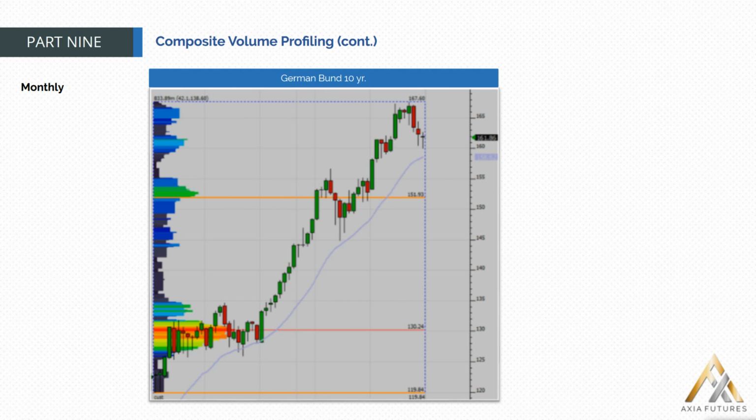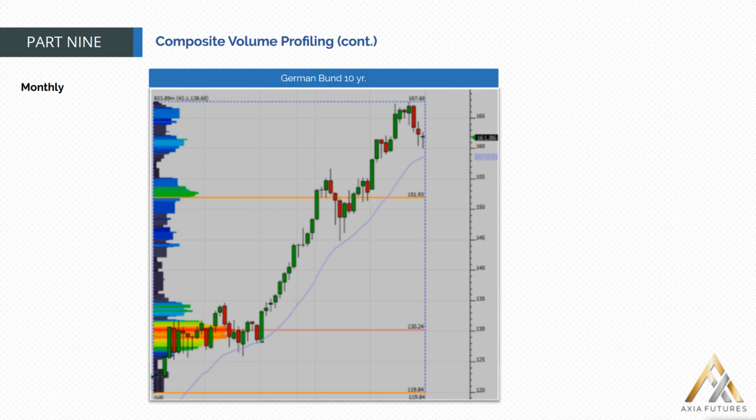So again, what we would use this for, as a longer term picture, is, as you can see around the top orange line, that 151.93 area, we'd be looking in and around that area for potential support, for potential responsive buying to re-enter the market. Why? Because this was the point where the market accepted fair value on the way up.